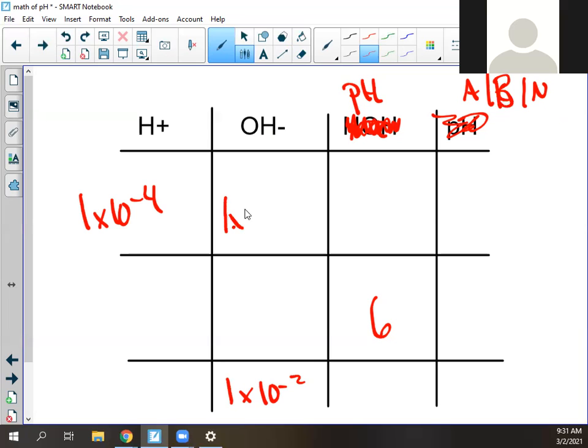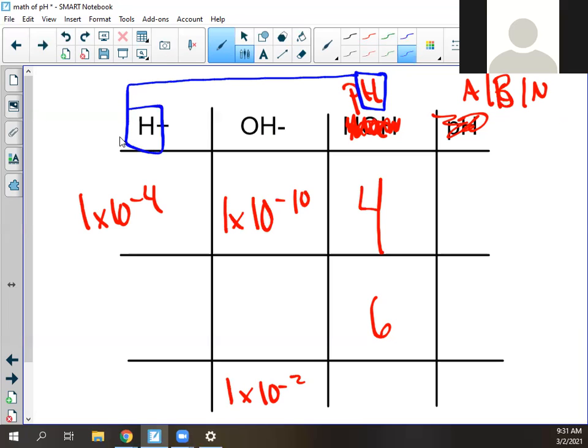This would be a 1 times 10 to the negative what? 10. Who had that right? Raise your hands. Okay, this would be a pH of 4. pH comes from H, pOH. Makes sense. And then is it acid, base, or neutral? Acid.